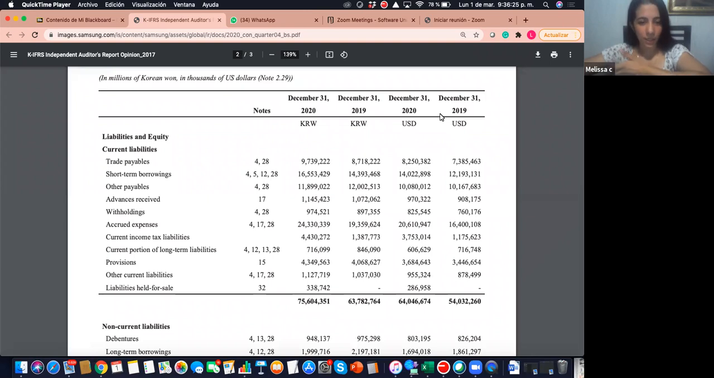So also, as you can see, the accumulated expenses account increased from 16,400,108 in 2019 to 20,610,947 in 2020, which means an increase of 20%, which is really significant for us, and that's why we decided to share it with you.